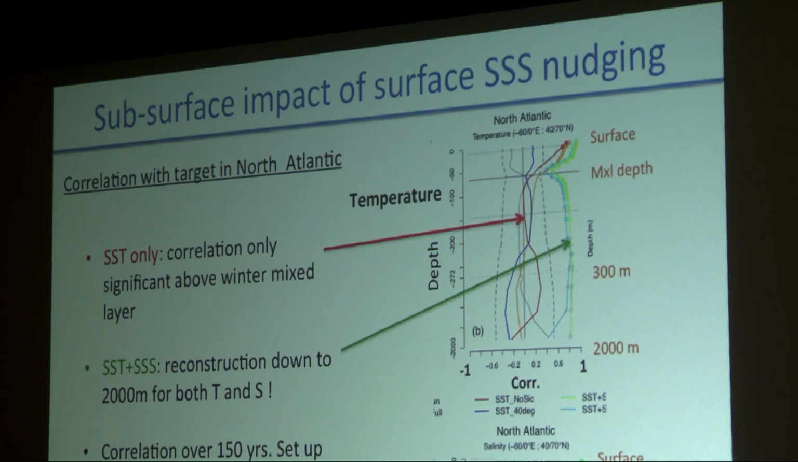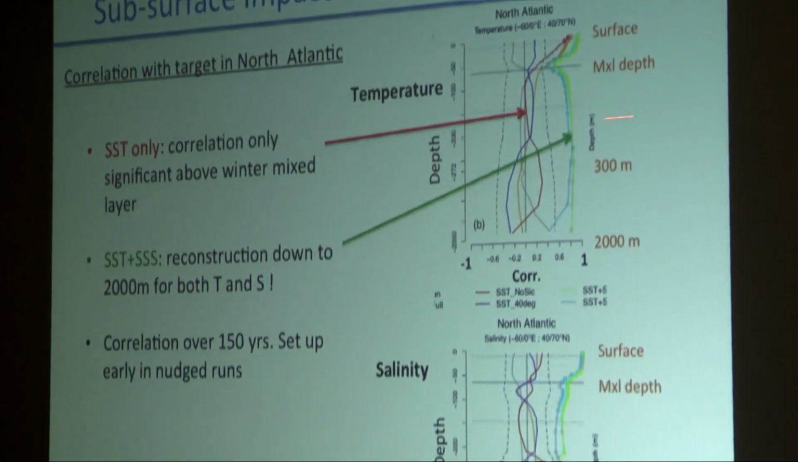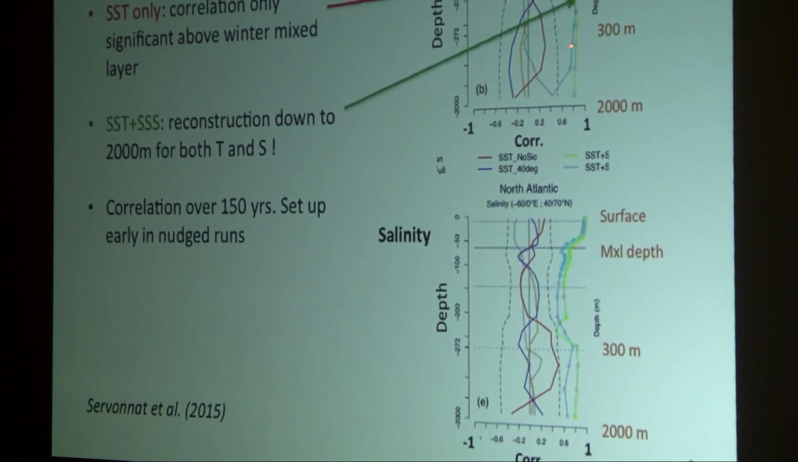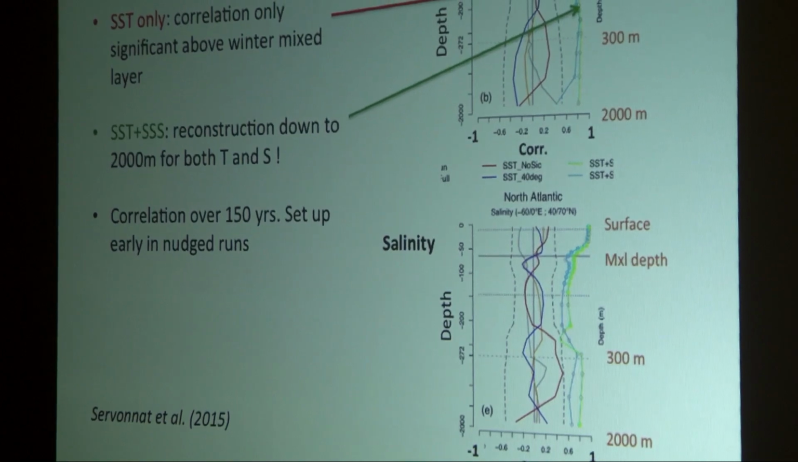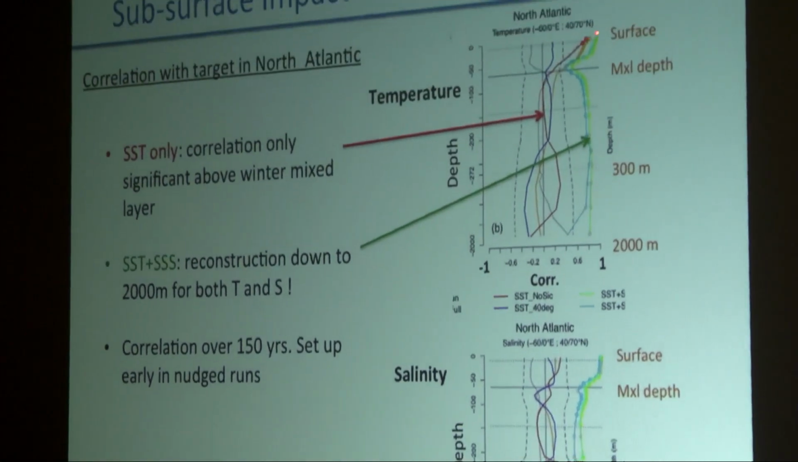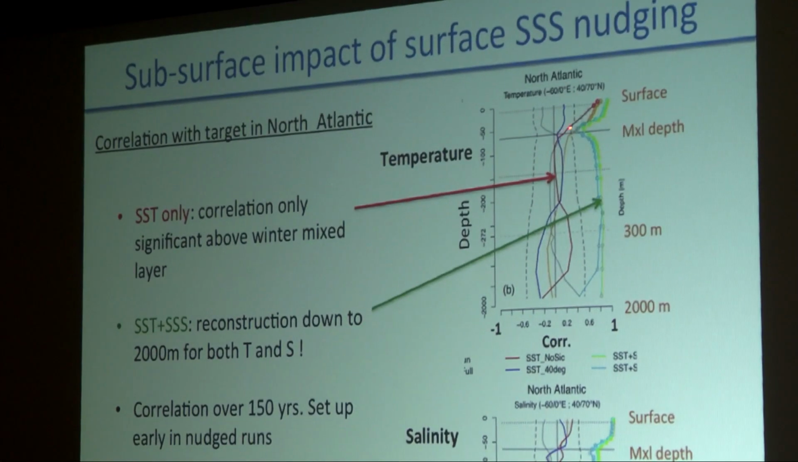Okay. Now we have 2 types of runs: those with SST nudging only, the reddish ones here, for temperature and for salinity, and then the ones with SST and SSS nudging, the greenish ones here. So what we see is, of course, when we don't do anything with the salinity, you restore in the mixed layer depth, which is what your nudging is doing, but you basically don't do anything below. To get the reconstruction below, you need the salinity.